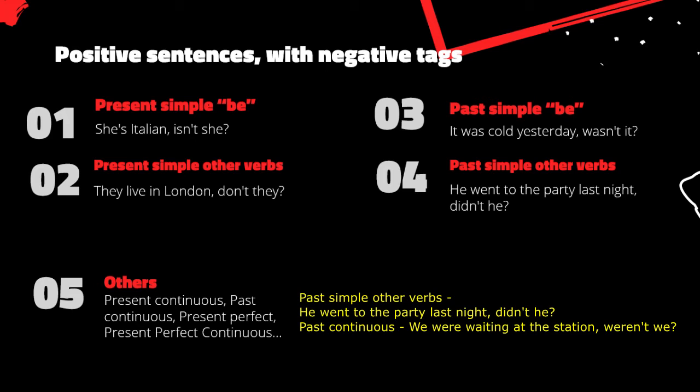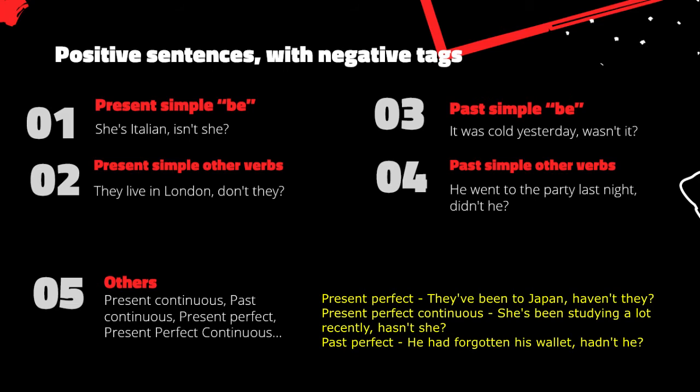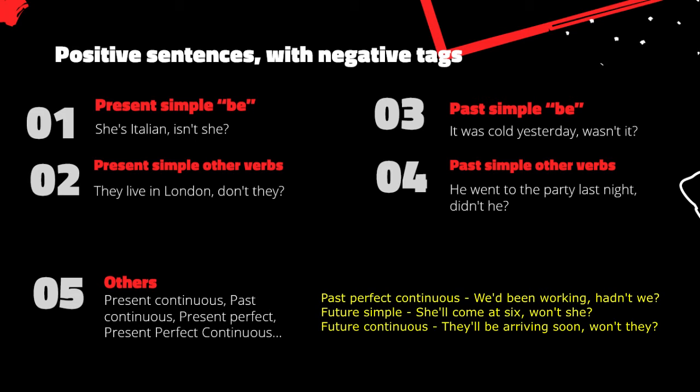Past continuous: We were waiting at the station, weren't we? Present perfect: They have been to Japan, haven't they? Present perfect continuous: She's been studying a lot recently, hasn't she? Past perfect: He had forgotten his wallet, hadn't he? Past perfect continuous: We'd been working, hadn't we?